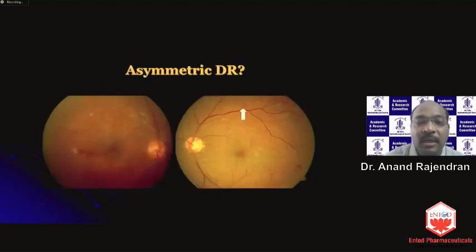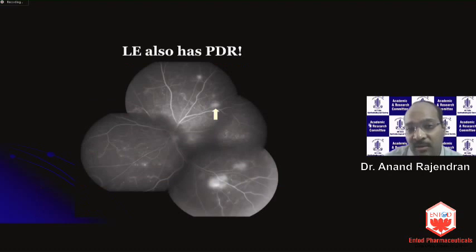Another case, which again to the casual eye might be branded as asymmetric diabetic retinopathy, with obvious vitreous hemorrhage in the right eye, and the left eye looks like it might be moderate NPDR again. But if you look very carefully into the fluorescein angiogram, you can see the fine nuances out there. And this eye also has PDR.